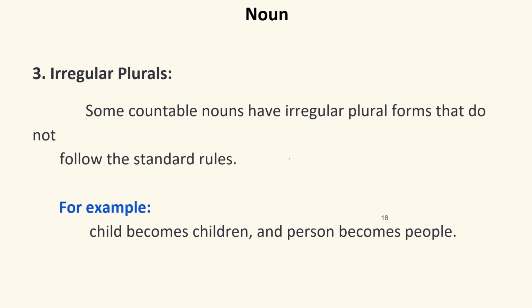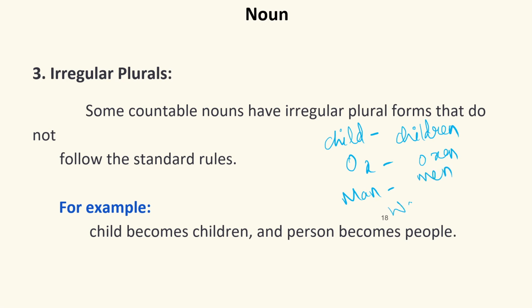Now, irregular plurals. There are several words that have some different plurals. For example, child. The plural of child is children. The plural of ox is oxen. The plural of man is men. The plural of woman is women. The plural of mouse is mice. So there are several words that have some predefined or different plurals.